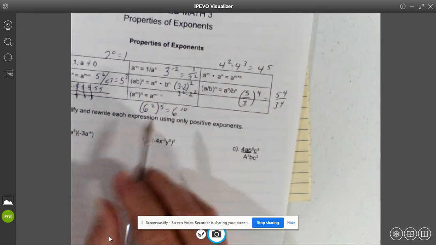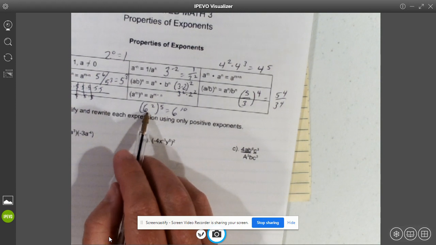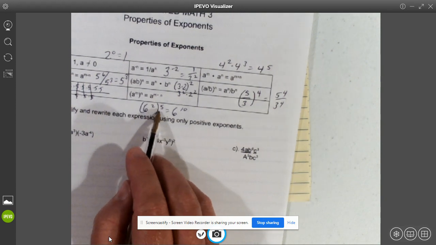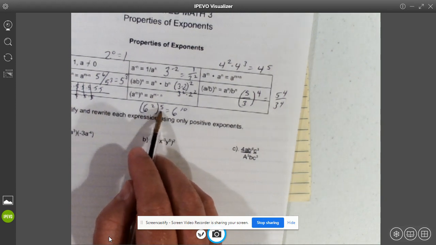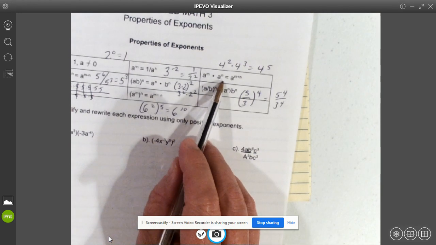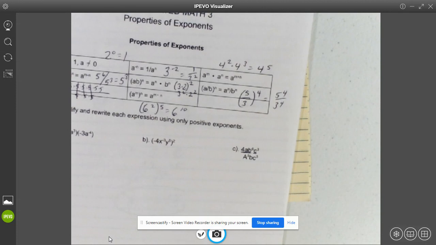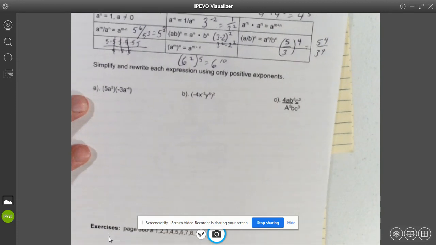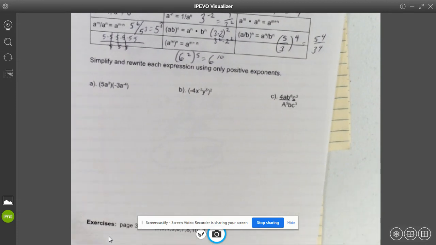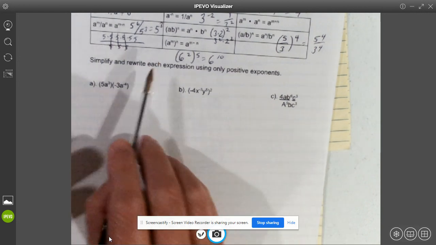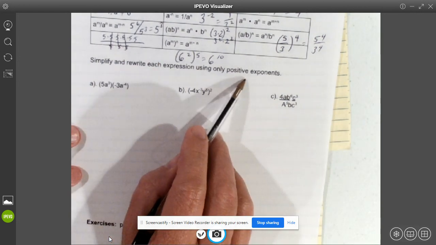And again, hopefully, if we looked at that, this would be 6 squared times 6 squared times 6 squared 5 times. And then going by what we saw up here, I can add all those twos together and get 6 to the 10th. So what you're going to be doing on your homework, we've got 3 just quick examples here, and then I'm going to turn you loose on your homework. But I just want to write these using only positive exponents.